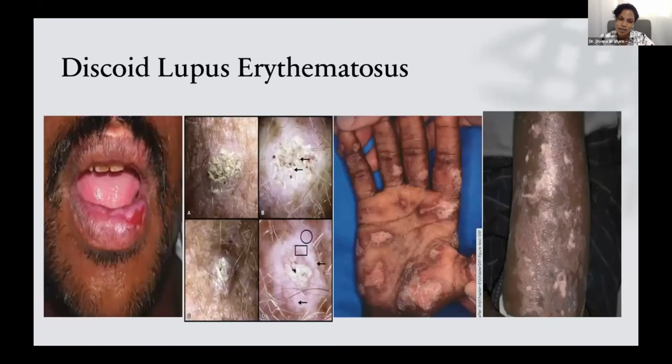With the follicular plugging, that is pathognomonic of discoid lupus. So the patient has discoid lupus. Discoid lupus erythematosus is the most common form of chronic cutaneous lupus erythematosus. It can also affect the mucosa, involving the lips, the buccal mucosa, and the genital mucosa.